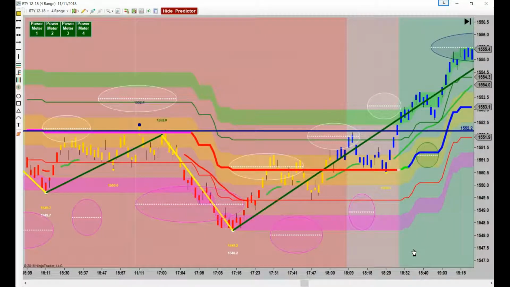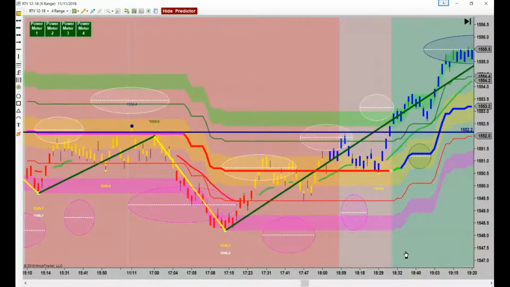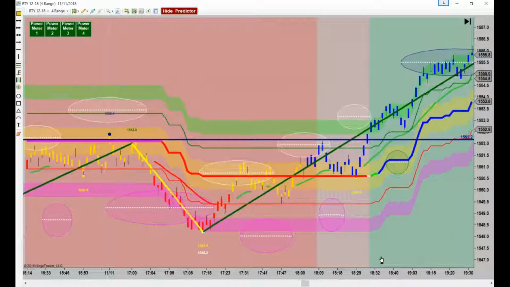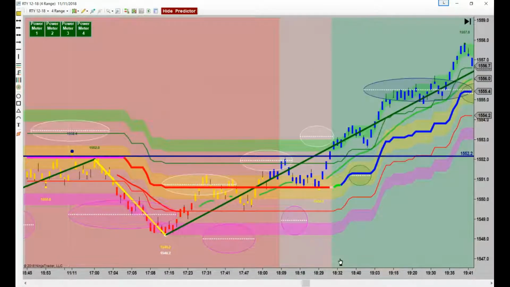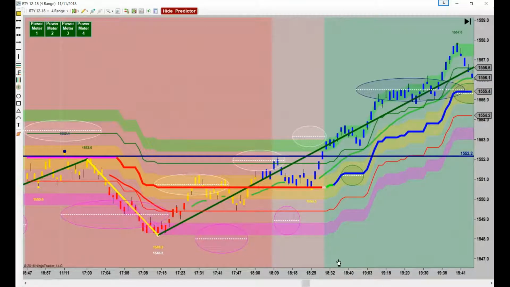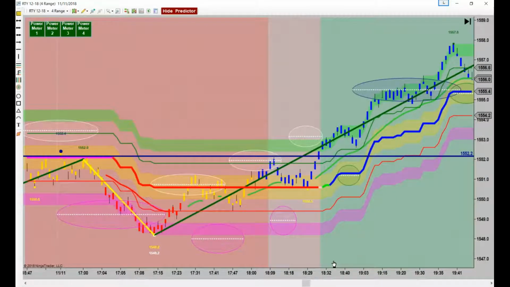Let's just see if we can get in again. Got to break line 6 for our minimum criteria trade. Broke line 6. Broke stealth. That's close of a bar, right?